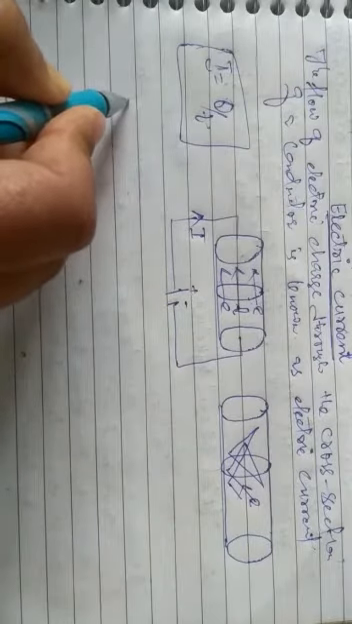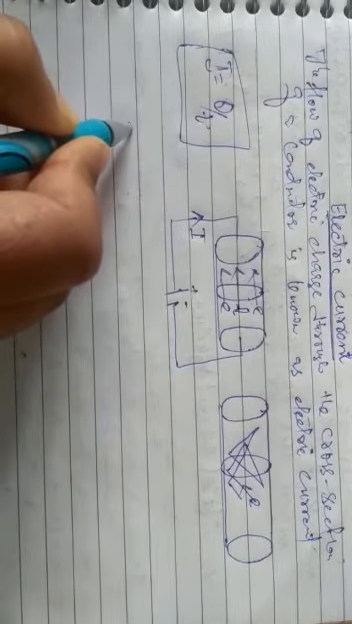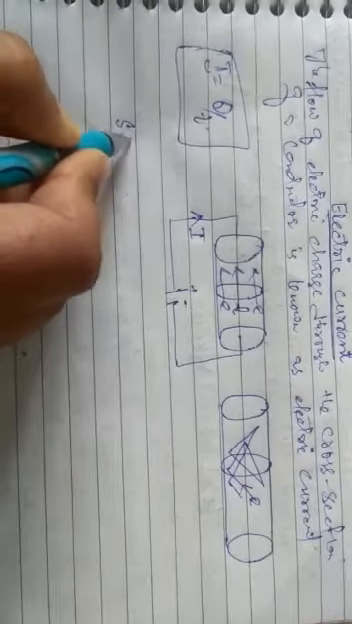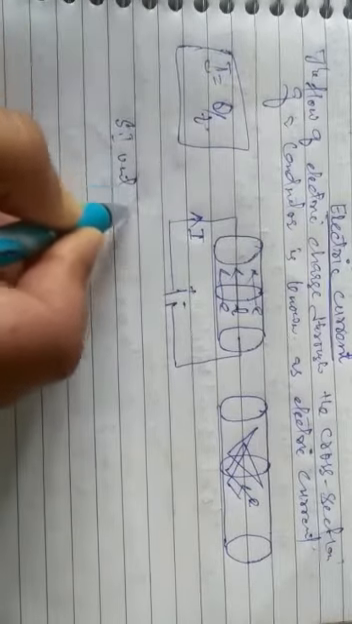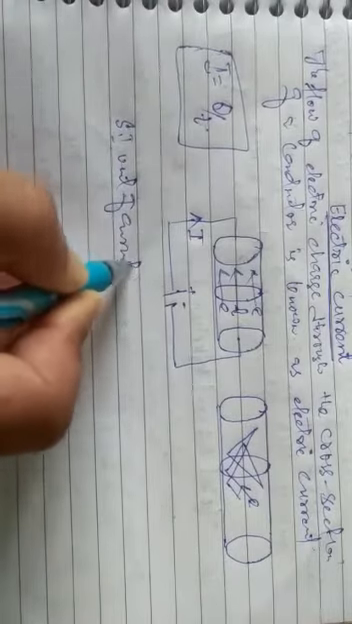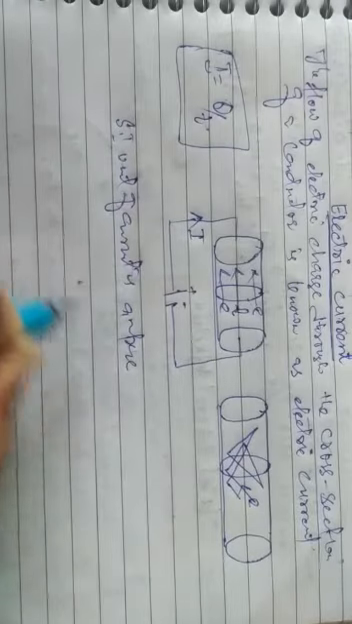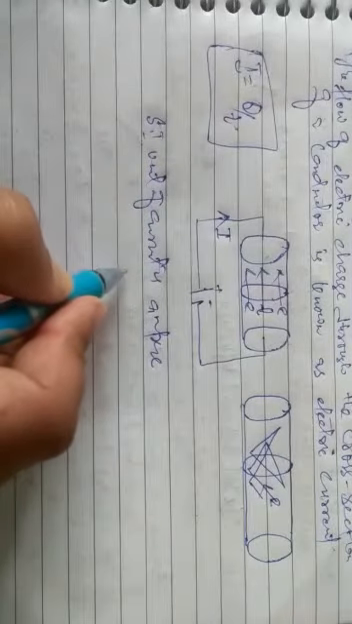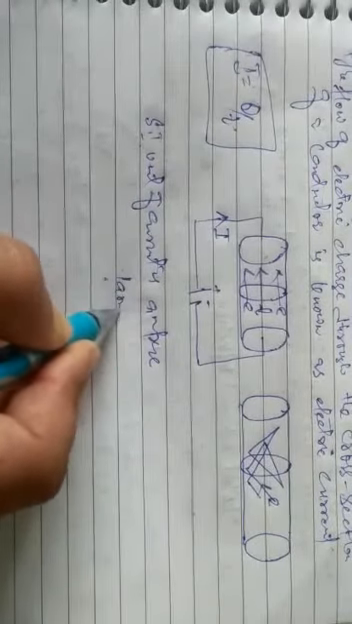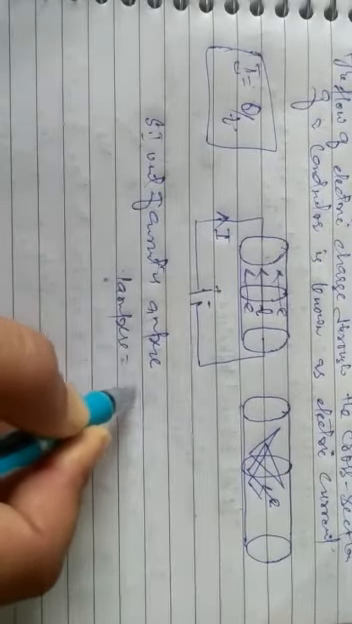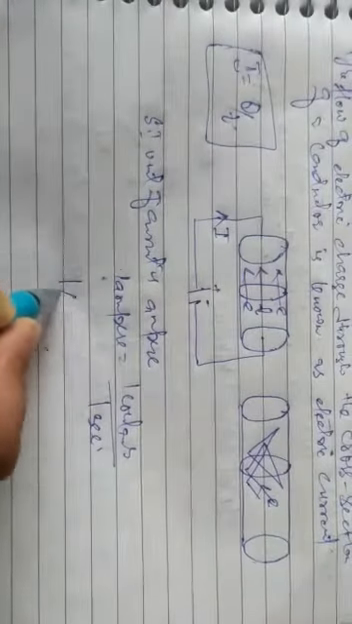We know the SI unit of current is ampere. So 1 ampere is equal to 1 coulomb by 1 second. That is, 1 A is equal to 1 C per second.